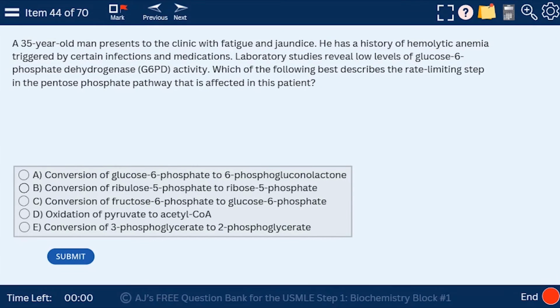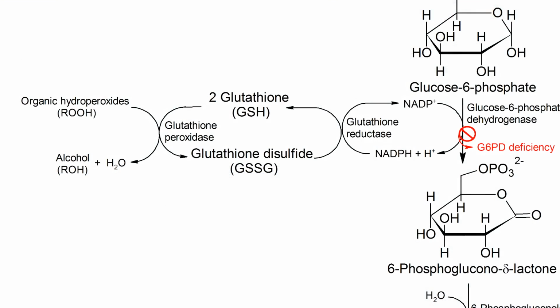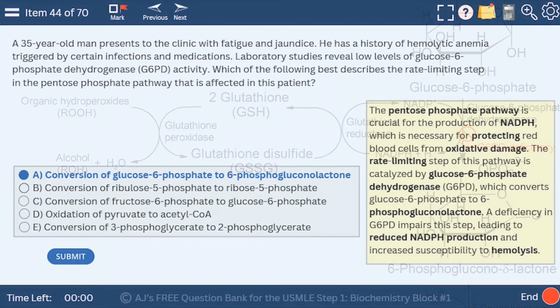Question 44. A 35-year-old man with fatigue and jaundice. Low levels of G6PD of the pentose phosphate pathway. What's going on over here is that there's a problem with conversion of glucose 6-phosphate to 6-phosphogluconolactone, part of the pentose phosphate pathway. And this is why patients with G6PD deficiency have the response that they do, because they're unable to generate NADPH from the pentose phosphate pathway, and NADPH itself is used to regenerate glutathione to protect against oxidative damage, which you can read about over here.